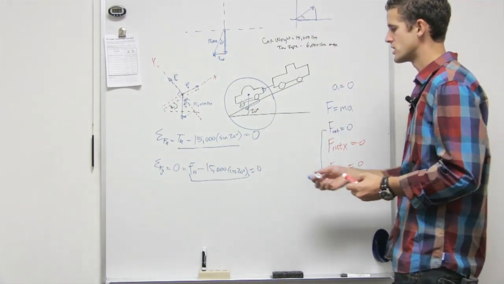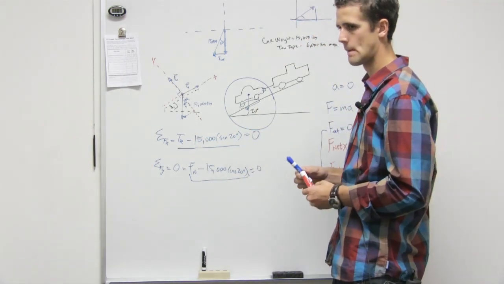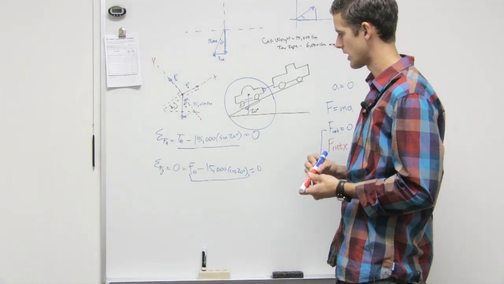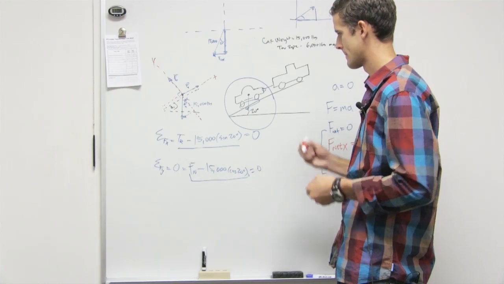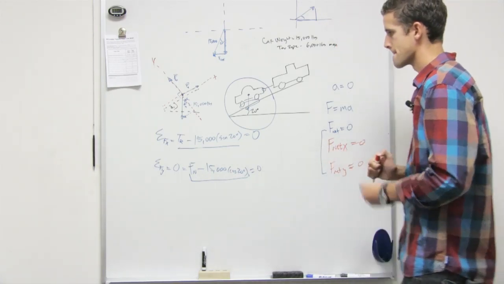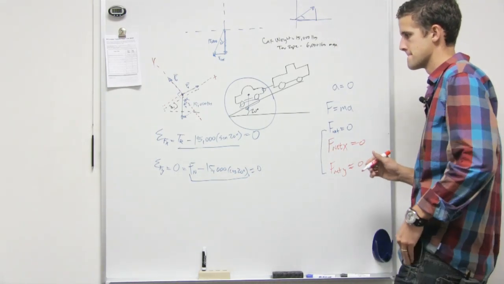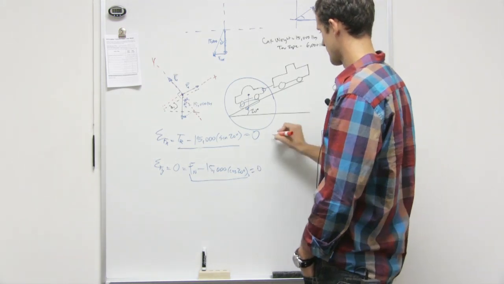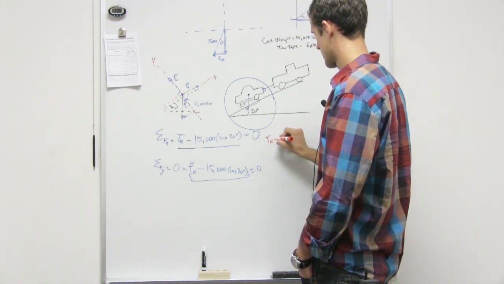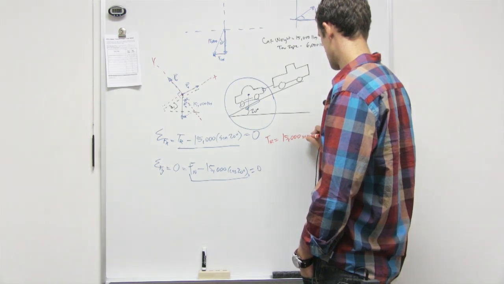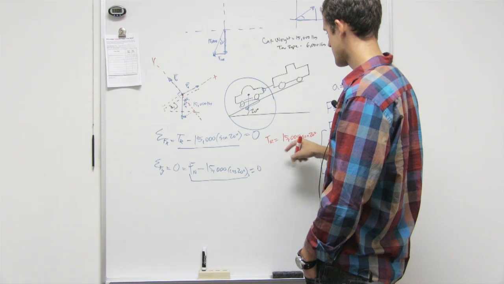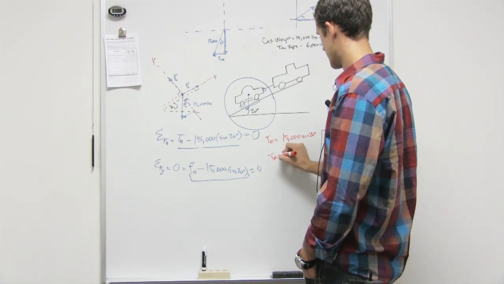So what would the tension be in this rope when you solve for TR? Well, you add 15,000 sine 20 degrees on the other side, and that will equal your TR. Okay. So then you find out this number. What is that?